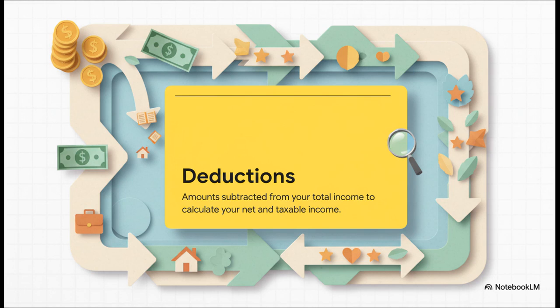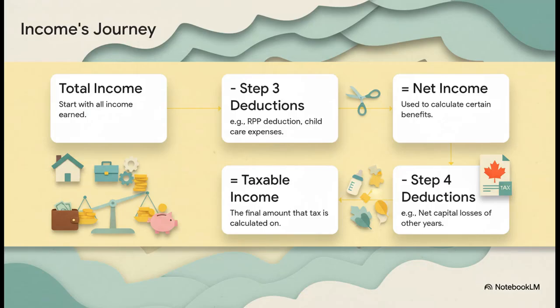So how exactly do we shrink that big pool of income down to our magic number? Well, we use deductions. Think of them as tools that let you chip away at your income. They're specific amounts you're allowed to subtract. And the most important thing to get here is when this happens. You're reducing your income before a single cent of tax is even calculated. That's key.